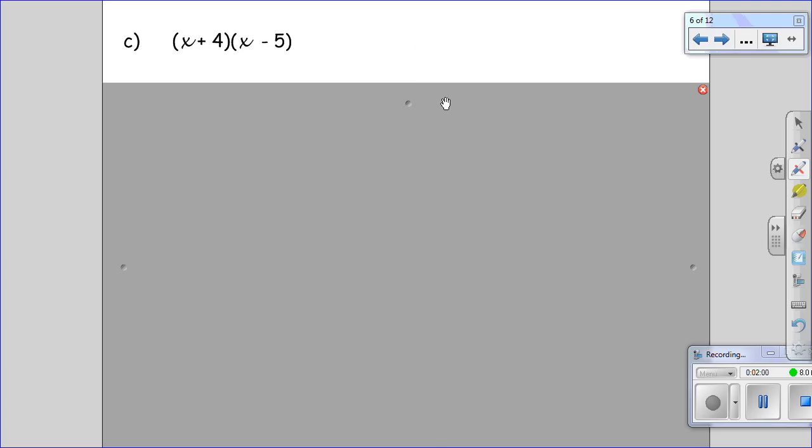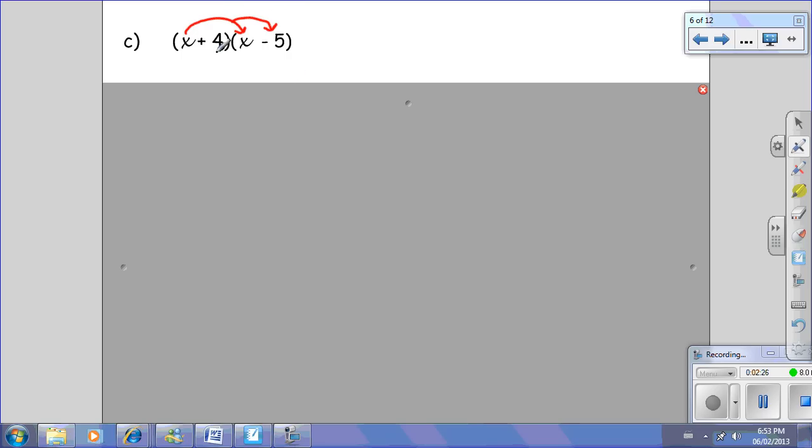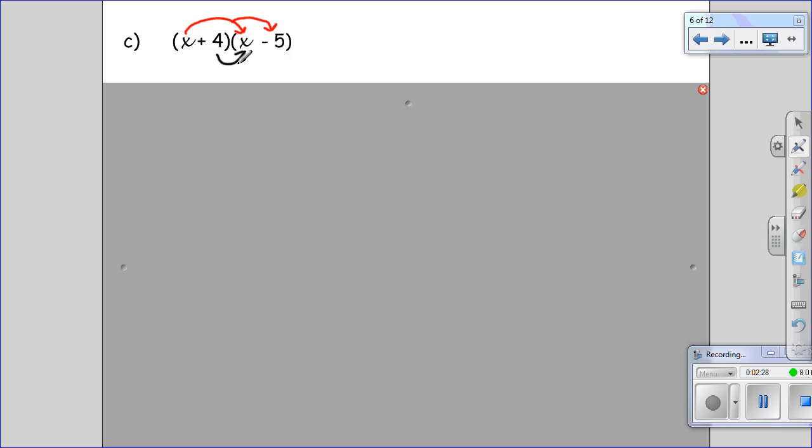X plus 4 times x minus 5. That's a little bit different than what we've done so far, but it still involves the distributive property. So it's kind of like pretending this 4 is not here, and we do x times x minus 5. And if the x wasn't there, we would just do 4 times x minus 5. Look at that. We would multiply the x with the x and also with the minus 5. And we need to do the 4 with the x and the 4 with the negative 5.